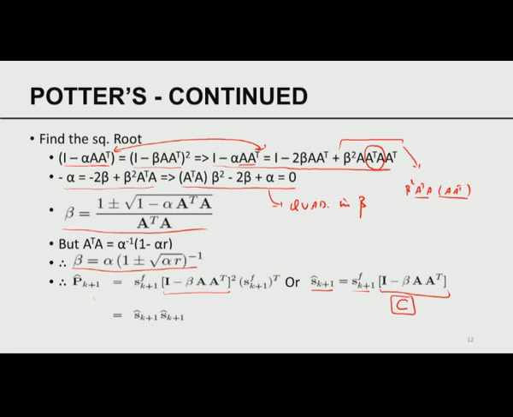Therefore, Sk plus 1 hat is the forecast square root, and Pk plus 1 hat is equal to Sk plus 1 hat times Sk plus 1 hat transpose. Therefore, this is the forecast, and this is the analysis covariance, the analysis covariance square root.